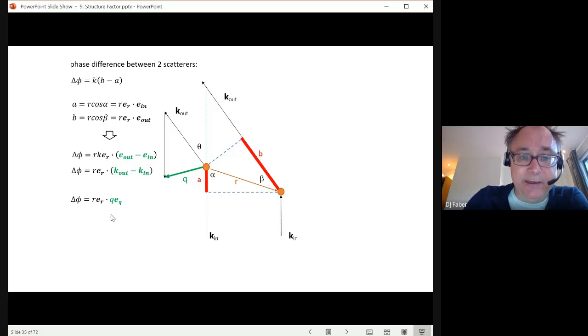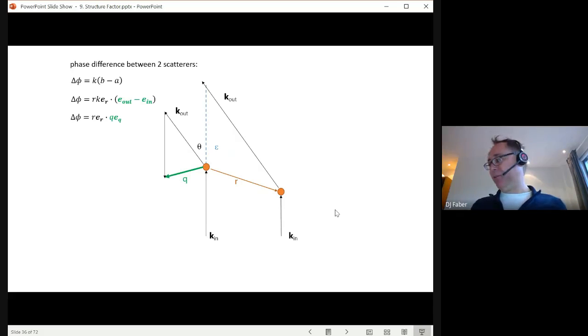Or if we keep using unit vectors, then it becomes r times the unit vector in the r direction times k times magnitude q times eq. And I've defined here the vector q now as the vectorial difference between k out and k in. So if you draw that, then k out lies here, minus k in lies here. So the vectorial difference between these two is this vector q, the so-called scattering vector. That seems to point to nowhere, but it's the vectorial difference between k out and k in. So this expression.